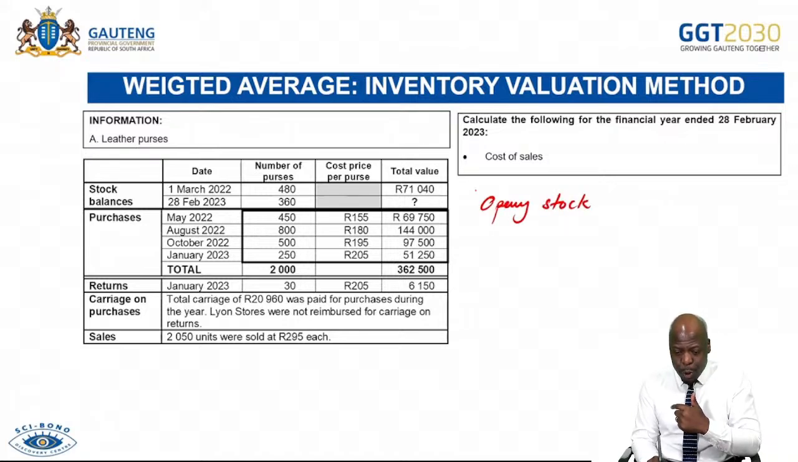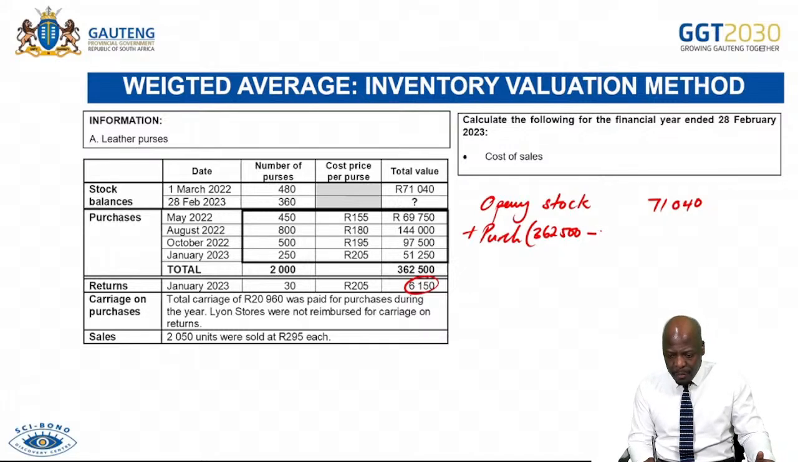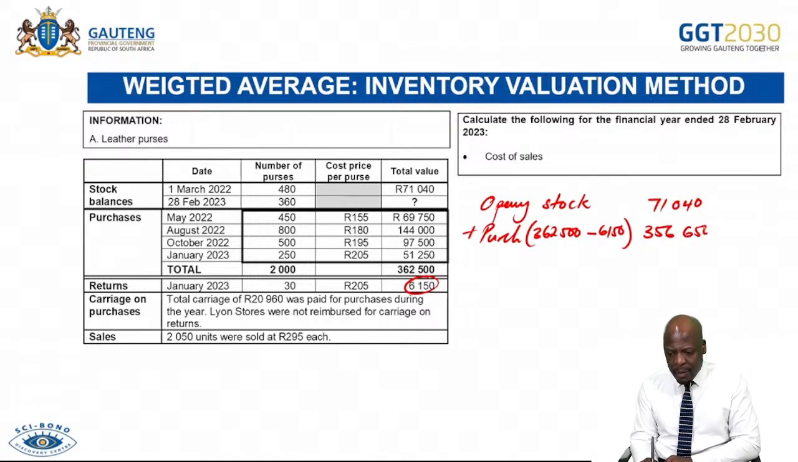And that opening stock is 71,040. Then I'll say plus purchases. In my purchases, I'm going to take my purchases, which is 362,500. Then I'm going to subtract my returns. Remember the returns. Then I'm going to say minus 6,150. And then calculators, guys, calculators. How much do I get here? 356,650.